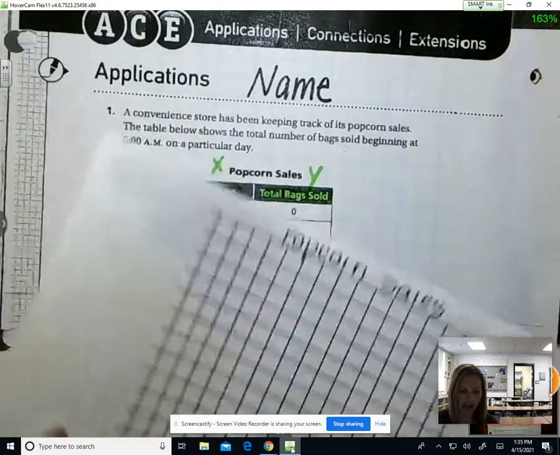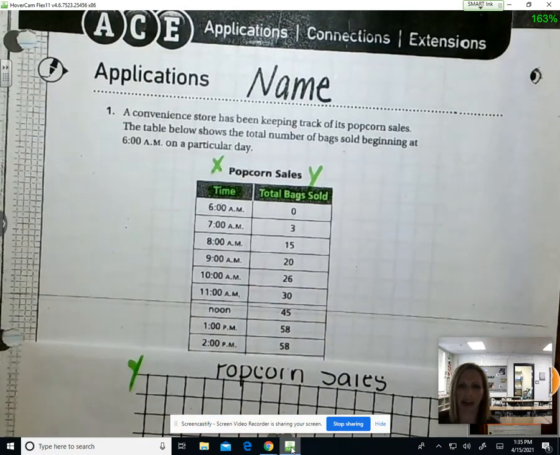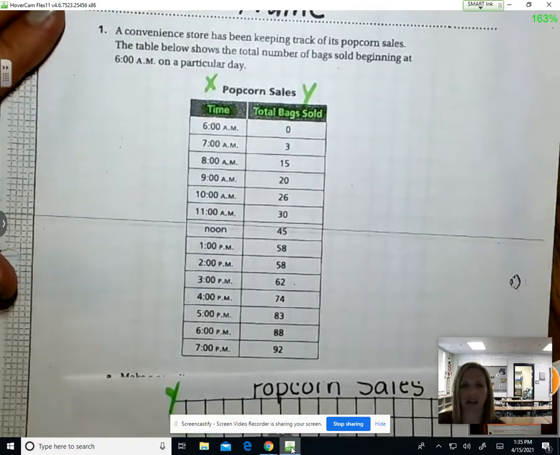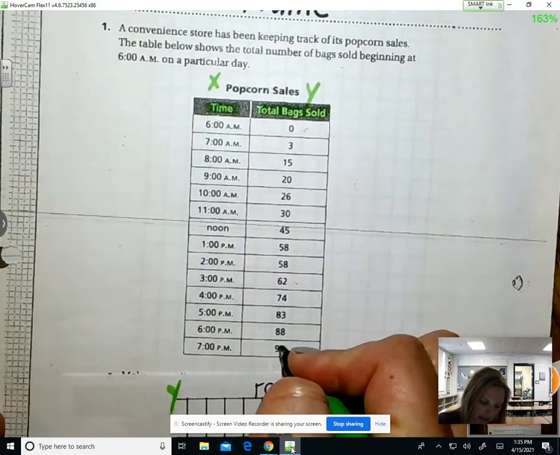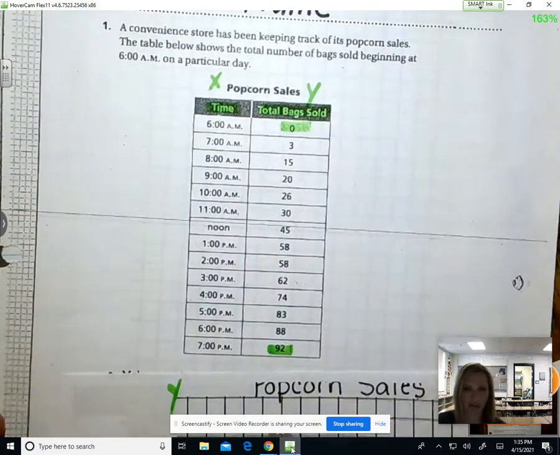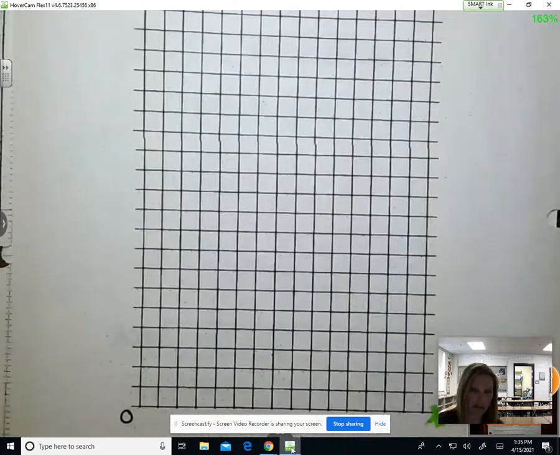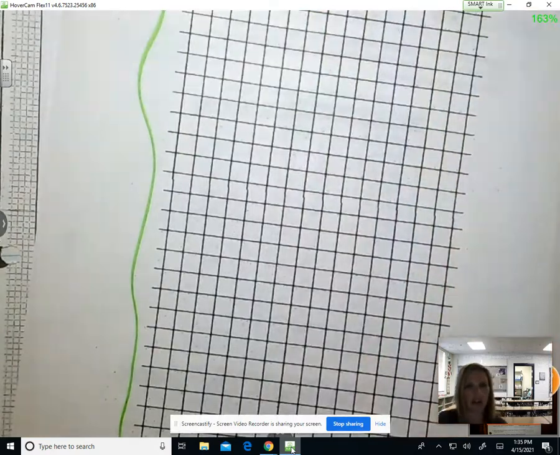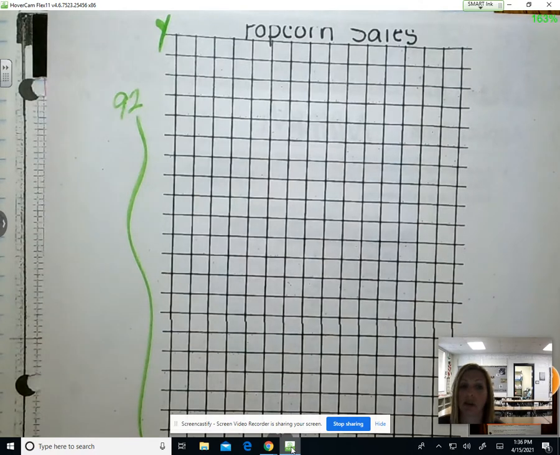For your y-axis, you are titling it total bags sold. And then you also need to figure out how you're going to number this because we have from 0 all the way to 92 bags of popcorn sold. So you should be able to number this from 0 all the way to 92. Now remember that you can number by 2s, 3s, 5s, 10s, 20s, however you number this.